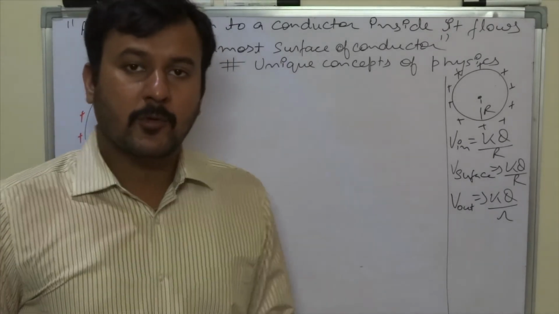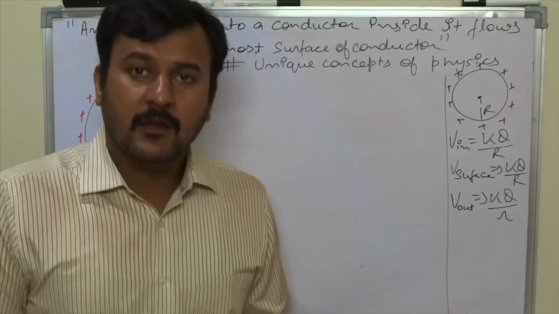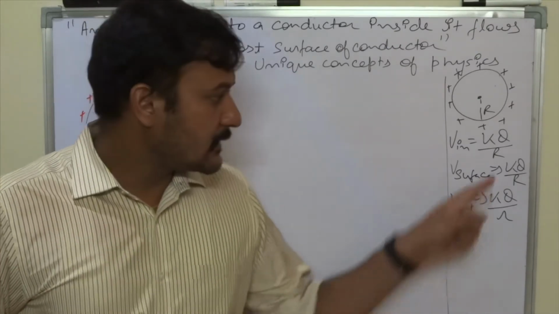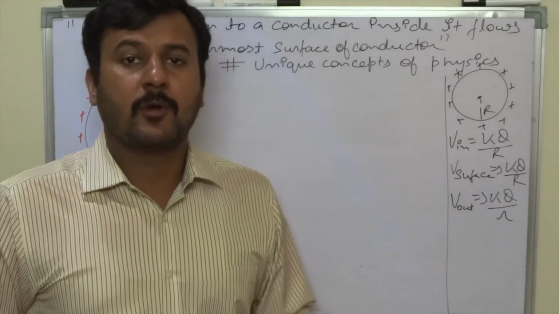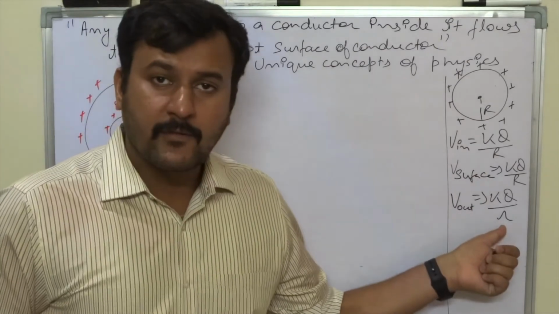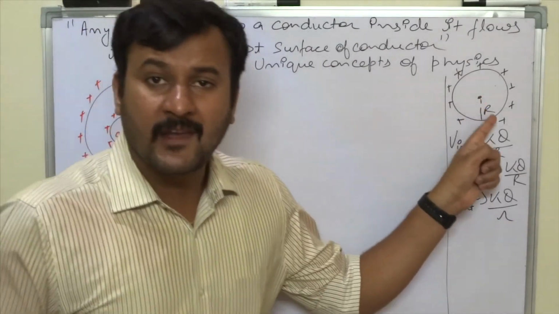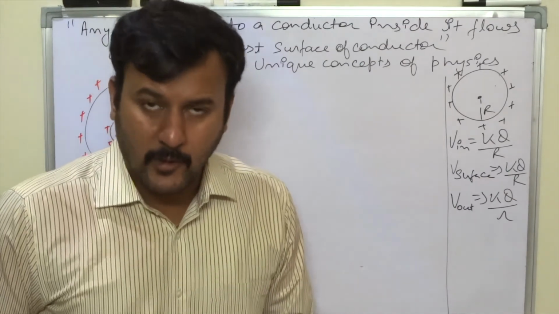It is important to note that when we write the potential due to a sphere inside it or on its surface, then this factor is the radius, and when we write the potential at any point lying outside the sphere, then this factor is the distance from the center of the sphere of that point where we wish to calculate the potential.